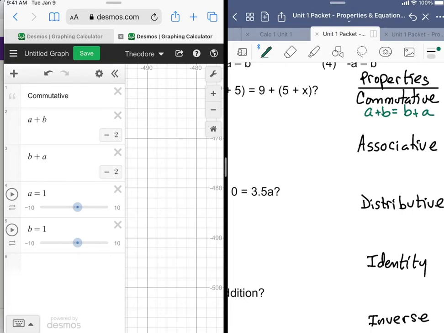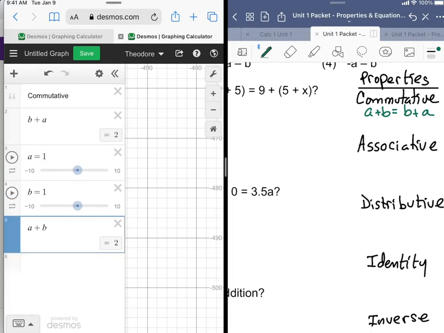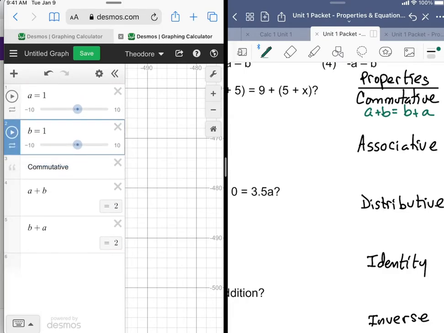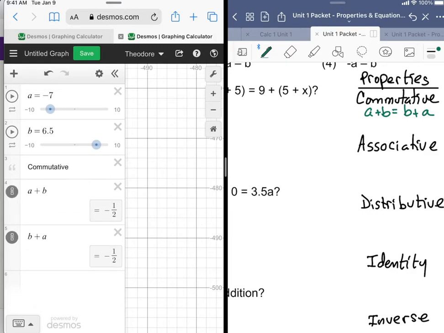So the benefit of doing it this way, and I'll just kind of move the sliders up to the top, because I'm going to use these for a bunch of different properties. The benefit of doing it in Desmos is that I can see that regardless of where I put my B value, regardless of where I put my A value, the result is always the same. A plus B and B plus A are the same thing. If you want to make it look a little nicer, fraction form, you can do that too. All right, but that's an example of the commutative property of addition.